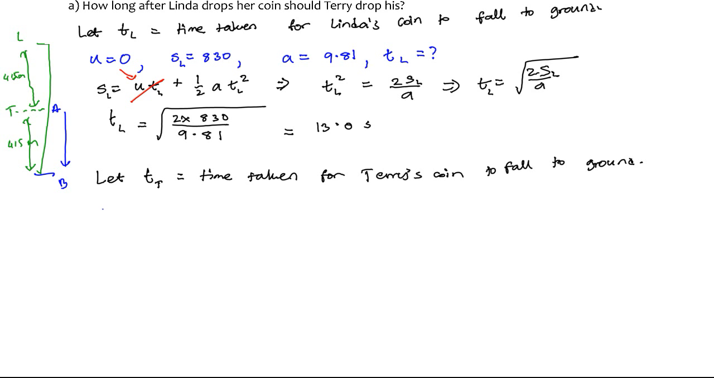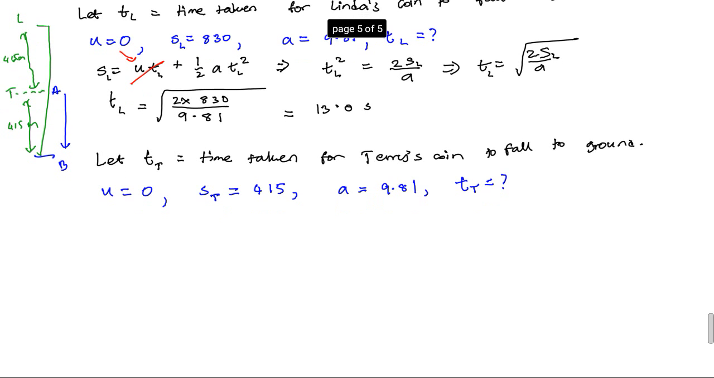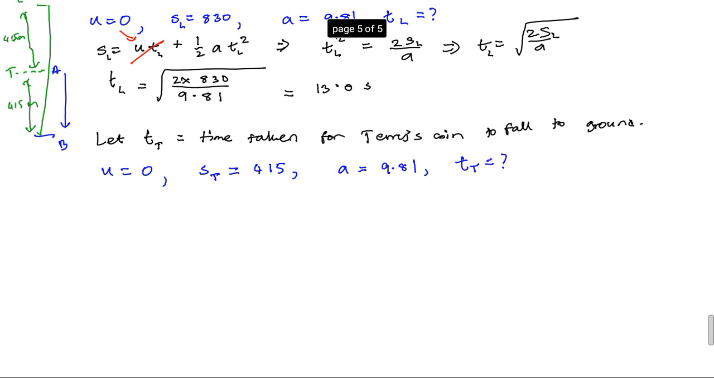So I start of course with u equal to 0, because Terry is also just dropping the coin, not throwing it. The distance that Terry's coin has to move, or the displacement that it has at the end, is 415 meters. It will also be under constant acceleration of 9.81, and I'm interested in finding Terry's time, because it's very similar to the earlier question. Only the value of the distance is different, everything else is the same.